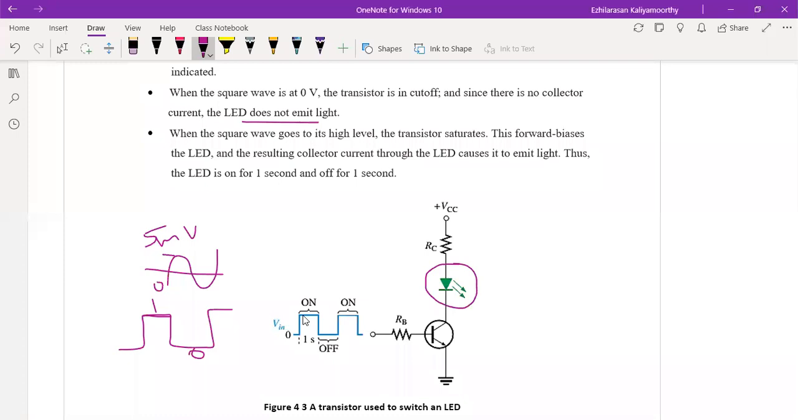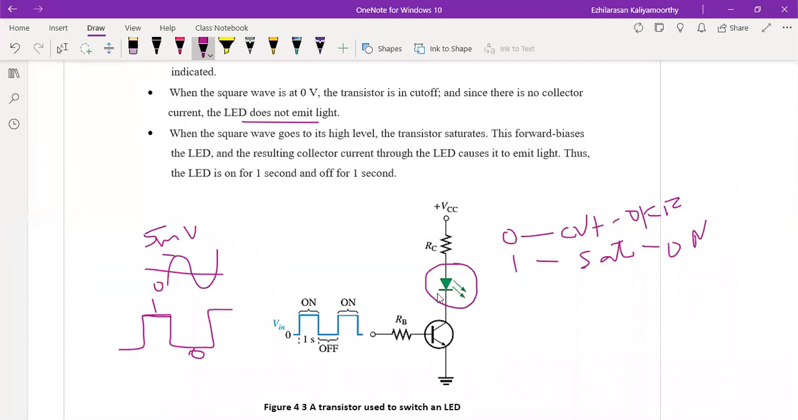Next, when the square wave goes high, that is on, the transistor will be in saturation. So simply, when the square wave is 0, the transistor is in cutoff, and when the square wave is equal to 1, it is in saturation. Cutoff means off, saturation means on. This is what you need to keep in mind. When the transistor saturates, it forward biases the LED.